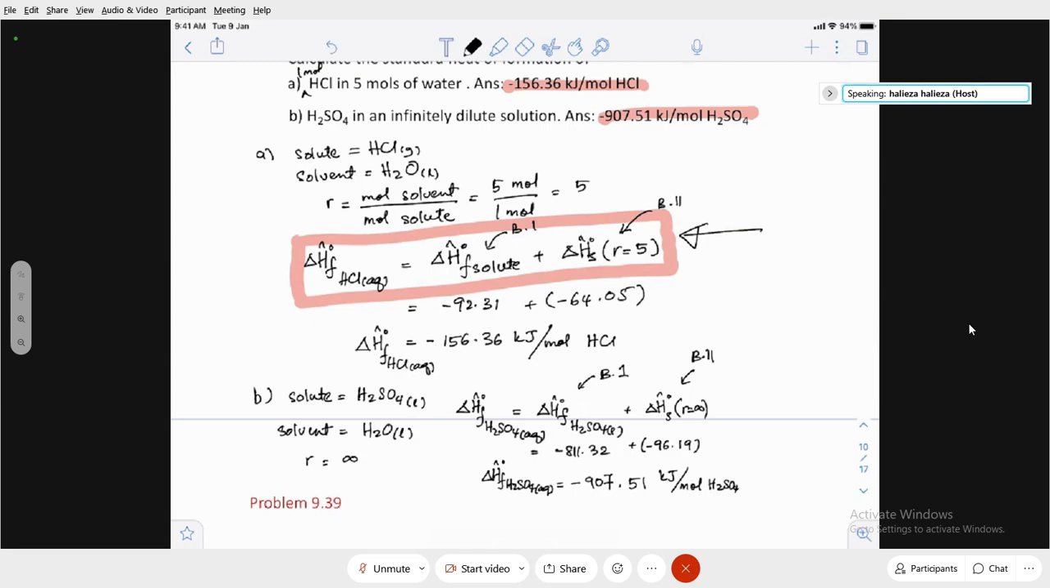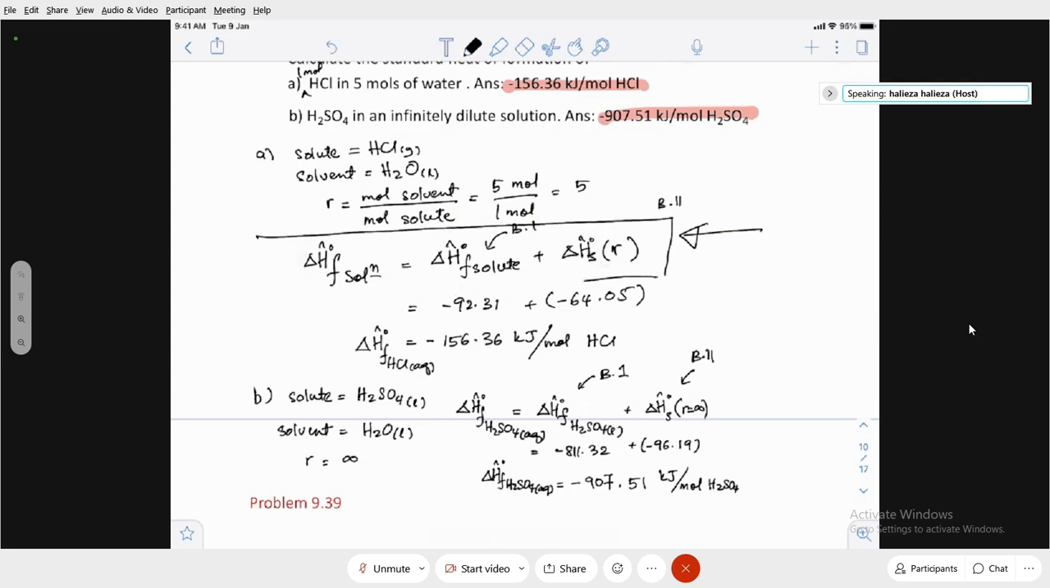Let me generalize this. This cannot be hydrogen chloride. It can, oh dear, my God, I already deleted heat of formation of solution. Okay, in this case, I need to erase this because that's just R here. That's just R. That is the general equation. Any questions so far?